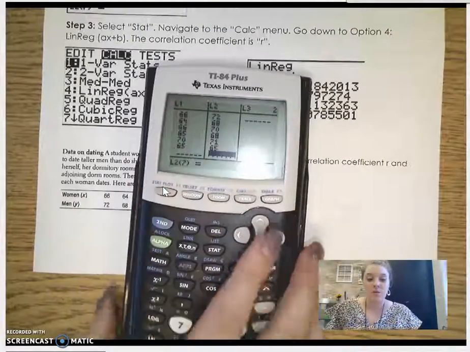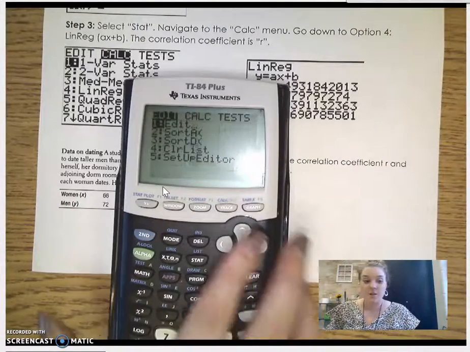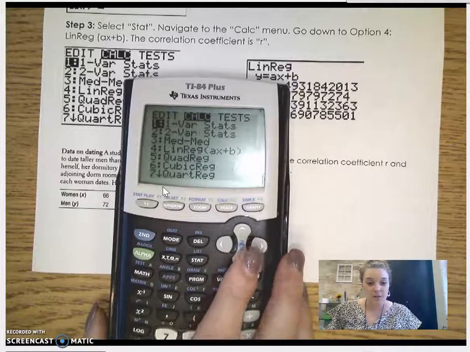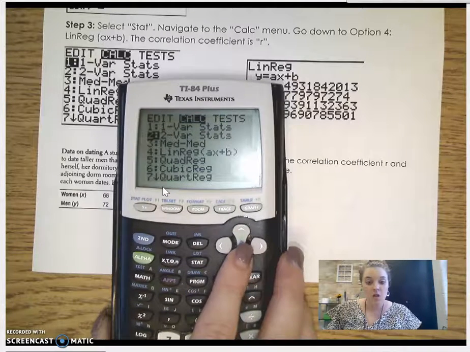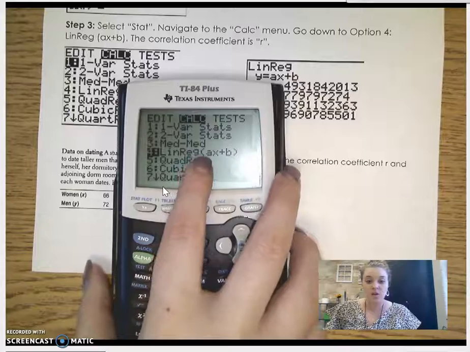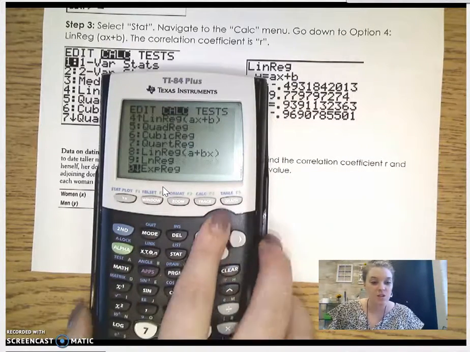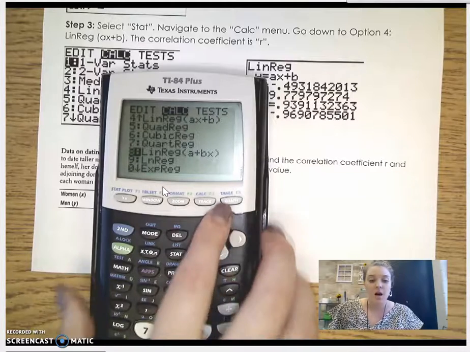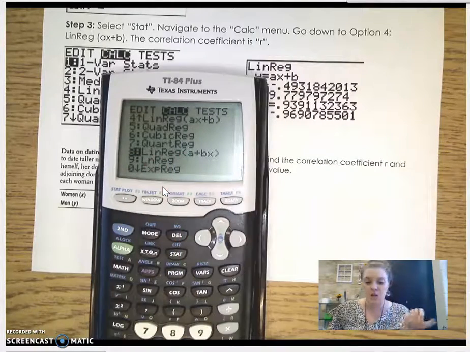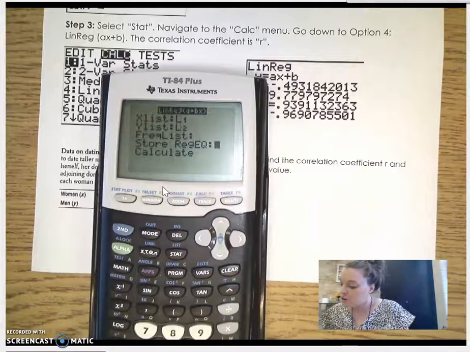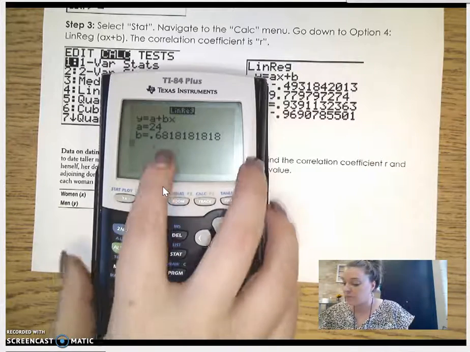Once you've plugged all of your data values in, you're going to go back to Stat, over to Calculate, and we are going to go down to Linear Regression, ax plus b. There are two different linear regressions, and you should get the same one either way. In the next packet, we'll use number 8, so I guess we should just use number 8 now. So number 8 is linear regression.